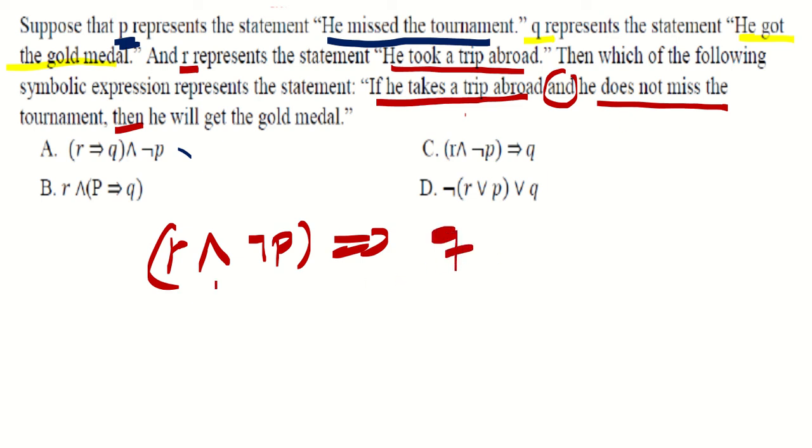So R and negation P implies Q, which is found in C. This is the way to represent it. If he takes a trip abroad and he doesn't miss the tournament, these together are the if part. So R and negation P implies the then part, he will get the gold medal, that is Q.